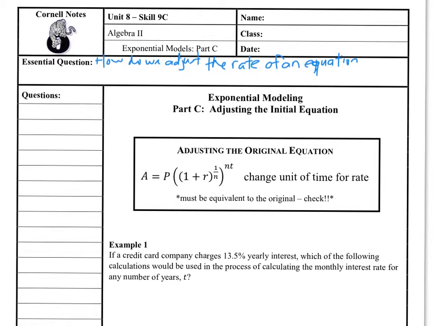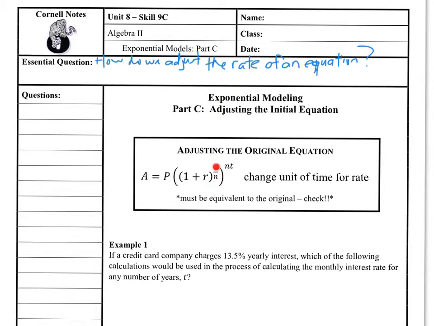All right, 8.9c. How do we adjust the rate of an equation? So today that's what we're going to be messing with. We are going to change the rate, which is the part inside the parentheses. And the idea is fairly straightforward. The original equation must be equivalent to the original, and you can check it. And we are simply going to change it.